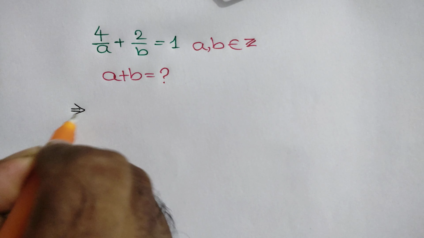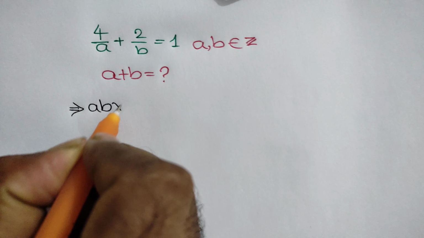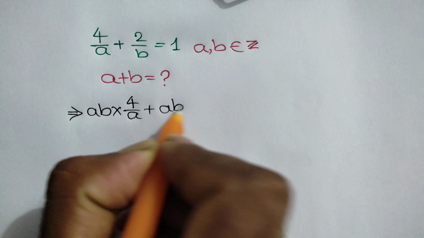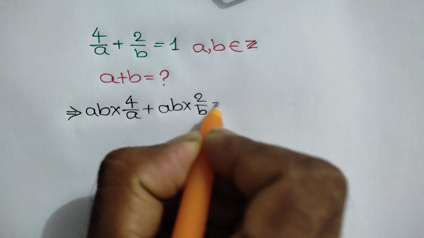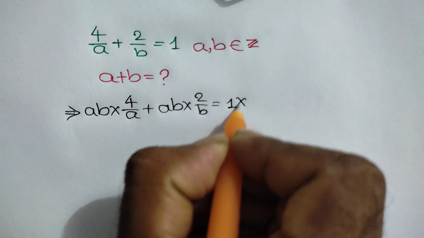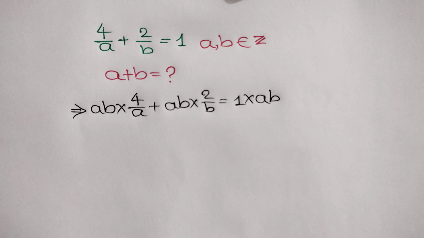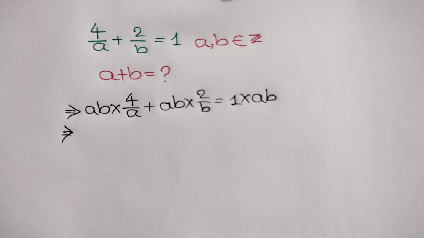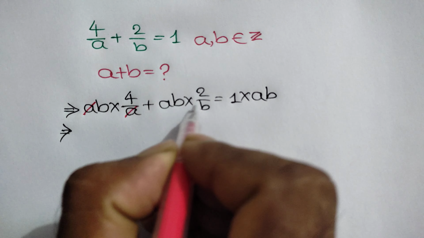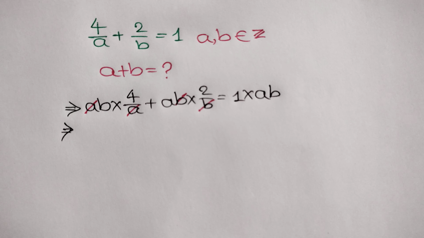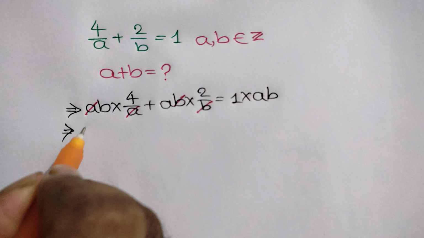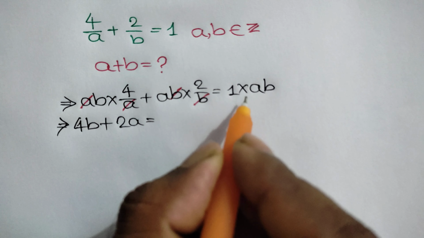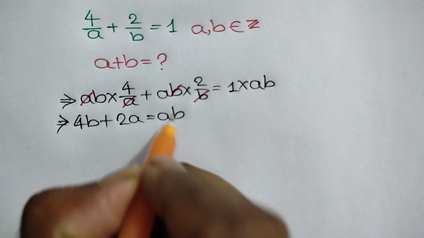Multiplying both sides by ab, we can write here ab times 4 over a plus ab times 2 over b is equal to 1 times ab. Now this a cancels out this a and this b cancels out this b, so here we will get b times 4 is 4b plus a times 2 is 2a is equal to 1 times ab is ab.